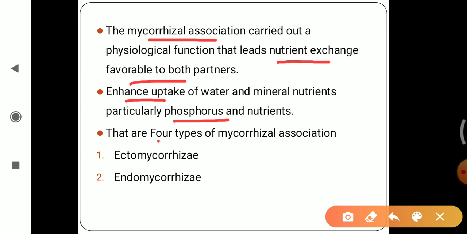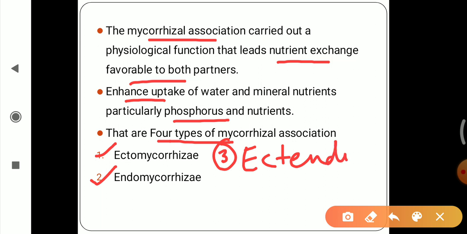There are 4 types of mycorrhizal association. In that we will study Ectomycorrhiza, Endomycorrhiza, and the third type, Ectendomycorrhiza, and the fourth, that is VA mycorrhiza, which means vesicular arbuscular mycorrhiza.